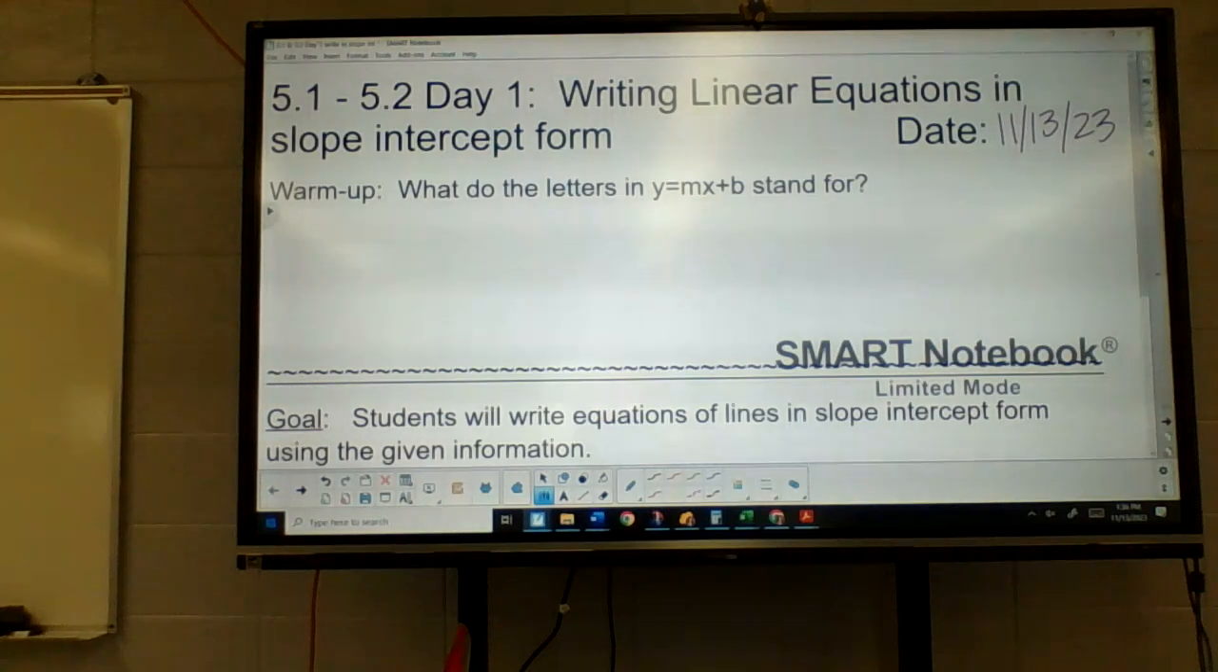So the equation y equals mx plus b, we've used that this whole last chapter. We're using it again, we're just going to use some different types of problems involving this. So in this case, what do all these different letters stand for? Y equals mx plus b. Tell me what they stand for.